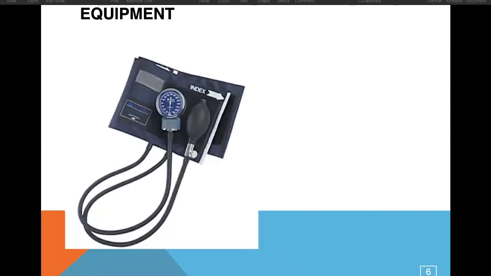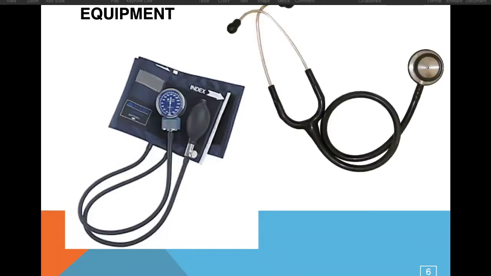So first of all, let's talk about the equipment. There are two main pieces of equipment to take an auscultated blood pressure, and that is a sphygmomanometer, or a blood pressure cuff, and a stethoscope. Auscultating a blood pressure is when we listen to the blood pressure. So in auscultation, the stethoscope is a required piece of equipment. However, we can take a blood pressure by palpation, where we obtain our values by touch, and we would only need the sphygmomanometer or the blood pressure cuff for that.